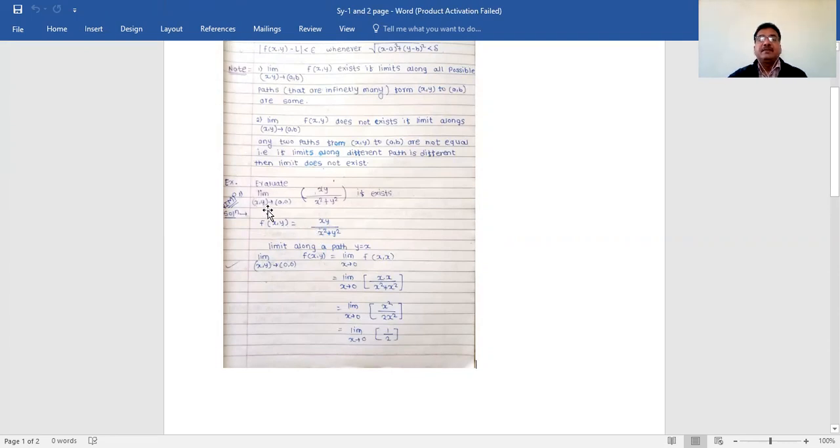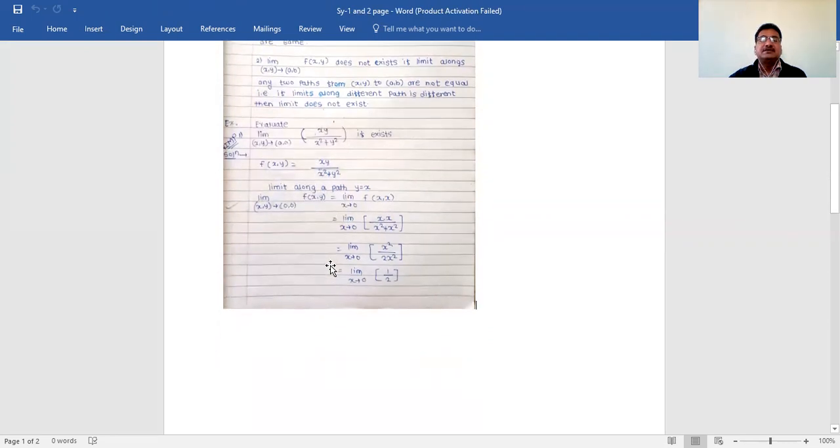Evaluate the limit as (x,y) tends to (0,0) of this, if it exists. The function xy divided by x square plus y square is f(x,y), suppose. Then we will find the limit along the path y equal to x. The limit as (x,y) tends to (0,0) of f(x,y) equals, replacing y by x, the limit as x tends to 0 of f(x,x).